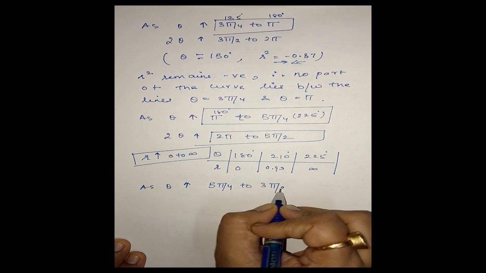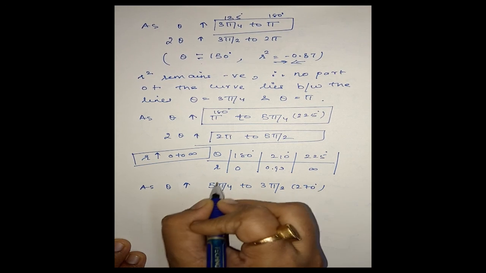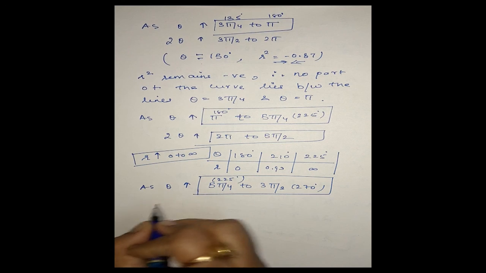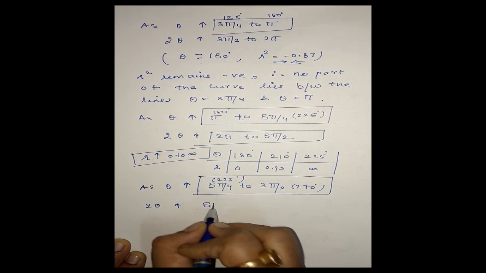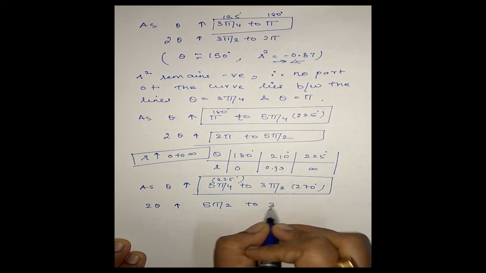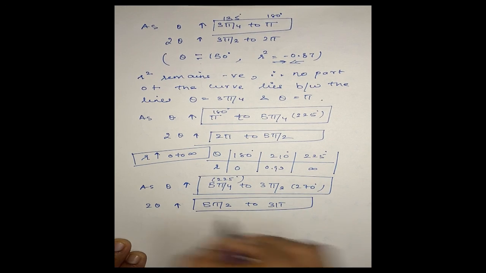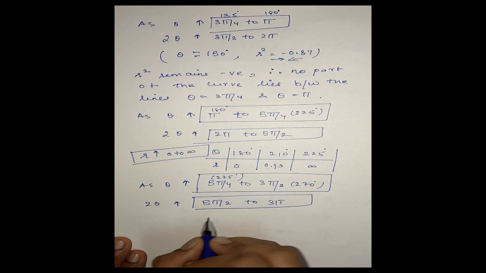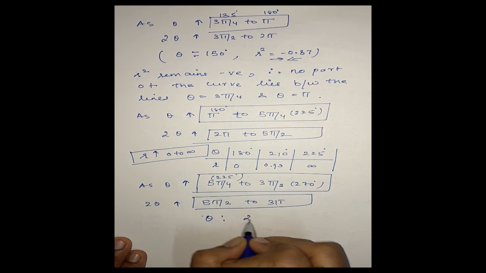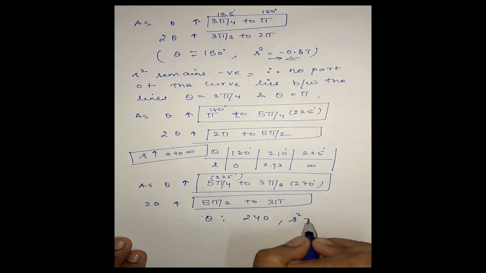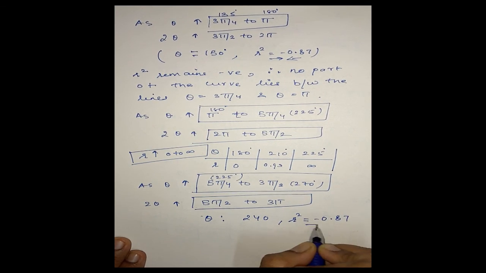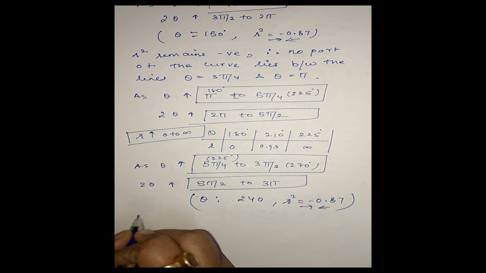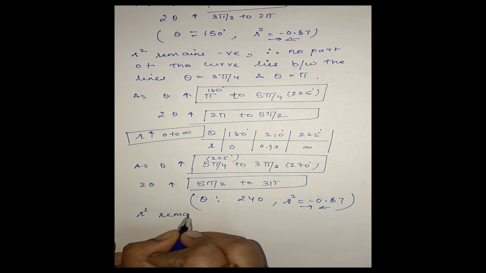Now again I consider the interval as theta increases from 5 pi by 4 to 3 pi by 2. That is, this is 270 degrees, and this is my 225 degree. Then 2 theta increases from 5 pi by 2 to 3 pi. Now if I take any value between 225 degrees and 270, say theta to be 240, then r square will be minus 0.87. Again, it is not possible. Therefore, r square remains negative in this interval.